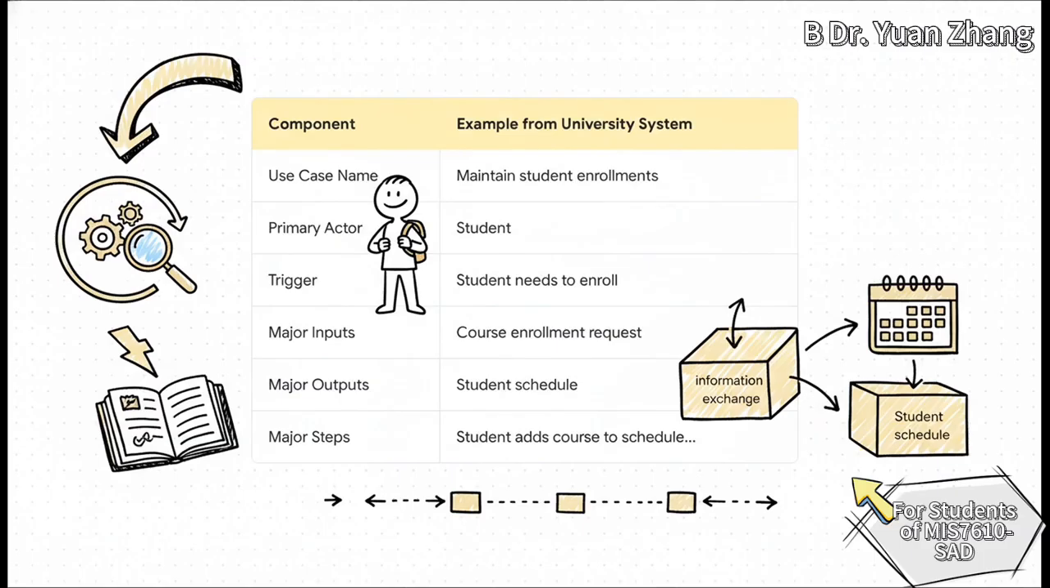The use case name? That's our awesome verb-noun goal we just talked about. Primary actor? We already found them. The trigger is just the event that kicks the whole thing off. The inputs are what the user gives the system, and the outputs are what the system gives back. It's that simple. And a key tip? For the steps, focus on the what, not the how. We don't care how the system validates the credit card yet, just that it does.